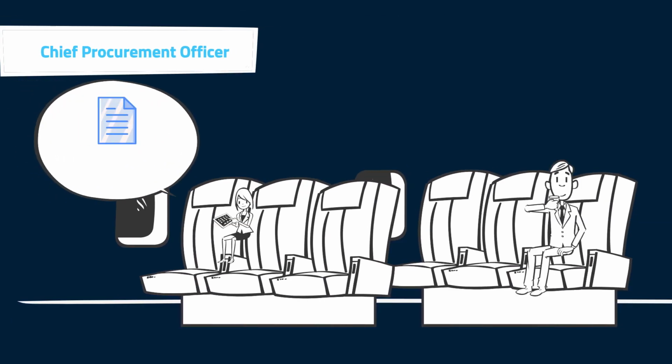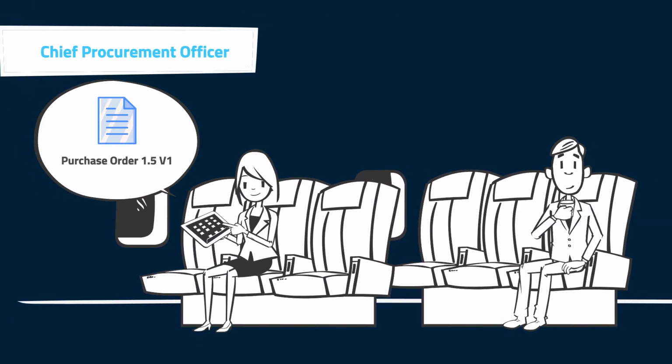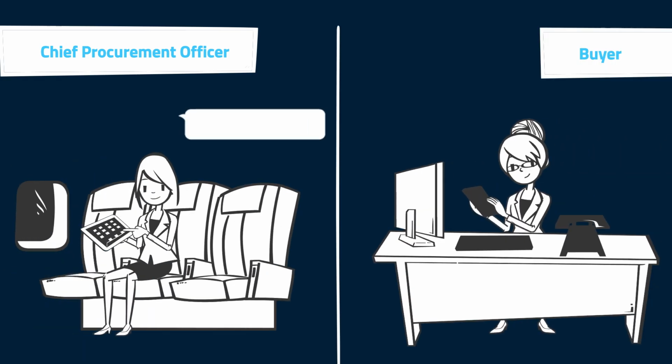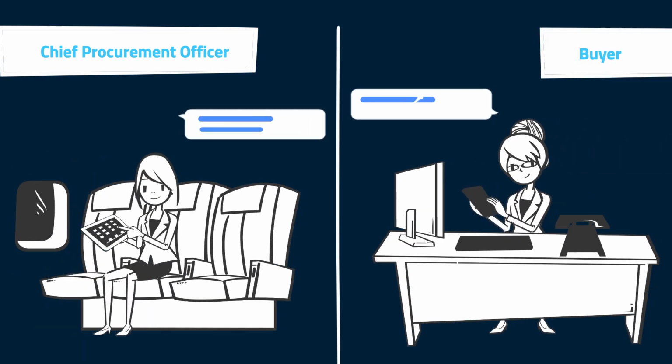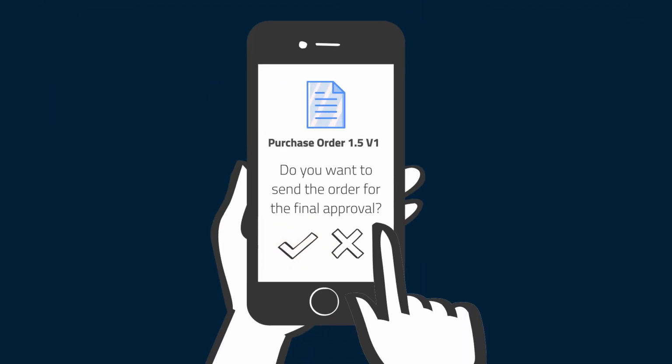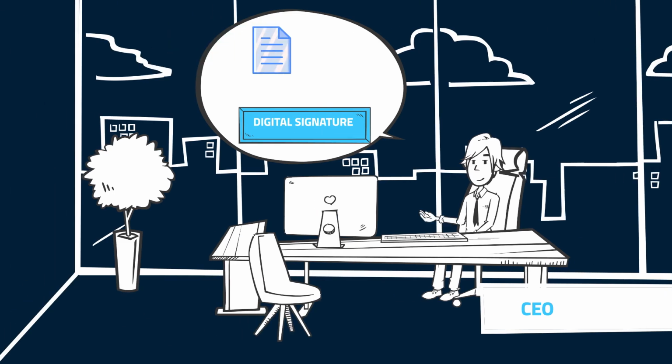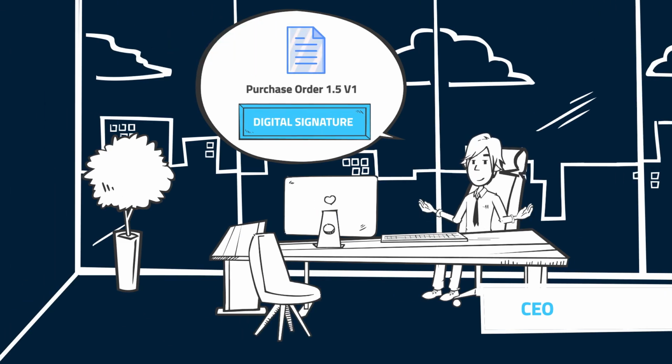Kate, the Chief Procurement Officer, receives the notification on her tablet while she is traveling for a work appointment. Kate checks the purchase order and chats with Anna to have more information. Once she has a clear overview, she approves. So the purchase order is forwarded to the CEO for the final approval. The CEO receives the notification and proceeds with the approval.